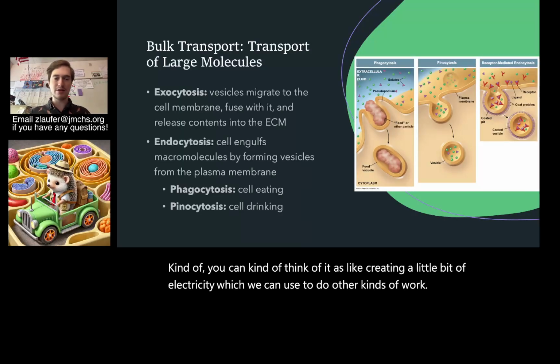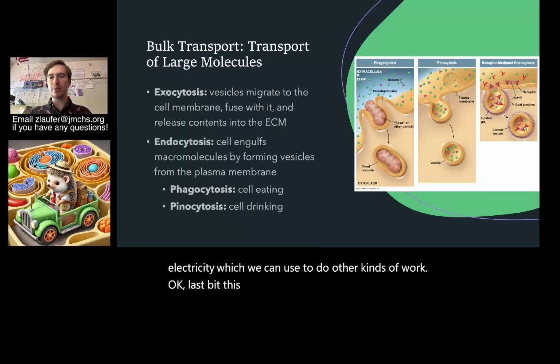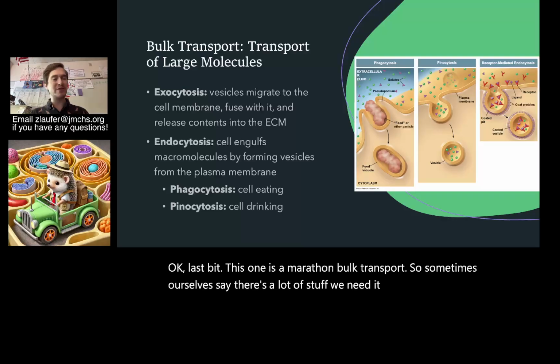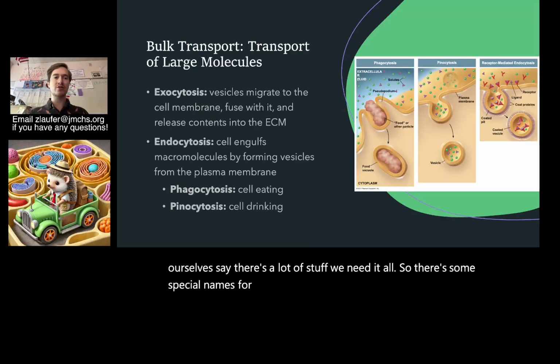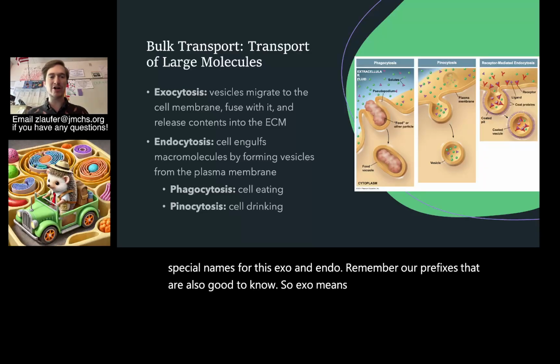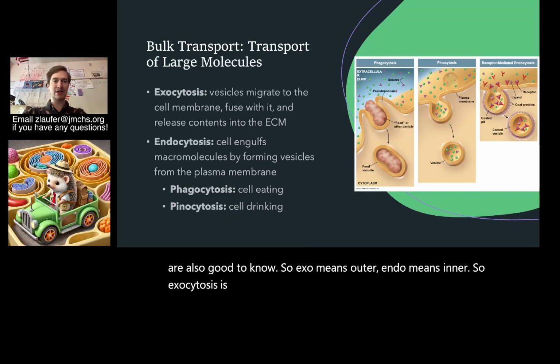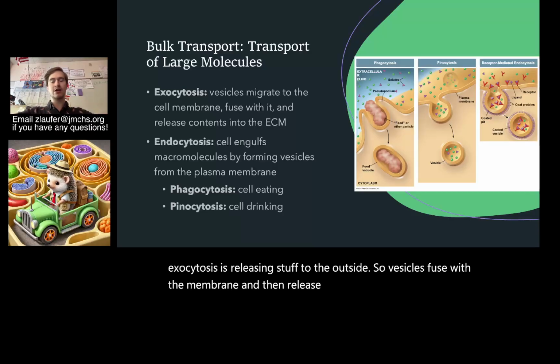Okay, last bit. I know this one's a marathon. Bulk transport. Sometimes our cells say there's a lot of stuff, we need it all. So there are some special names for this. Exo and endo, remember, are prefixes that are also good to know. Exo means outer, endo means inner. So exocytosis is releasing stuff to the outside. Vesicles fuse with the membrane and then release their contents to the outside. Endocytosis is basically just the opposite.